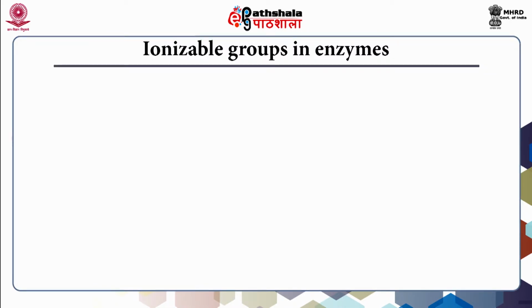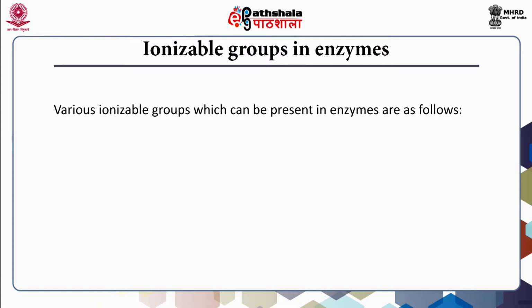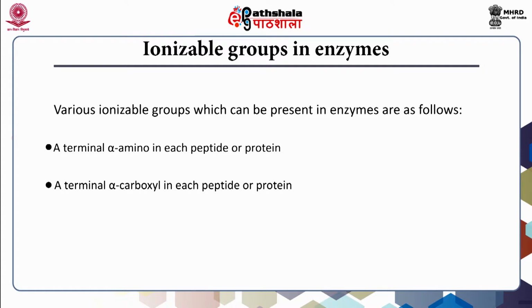Having understood the existence of various forms of amino acids in solution, we now take a look at the various ionizable groups which can be present in enzymes. These are as follows: a terminal alpha amino group, which exists in each peptide or protein and can accept a proton; and a terminal alpha carboxyl group in each peptide or protein, which can donate a proton.